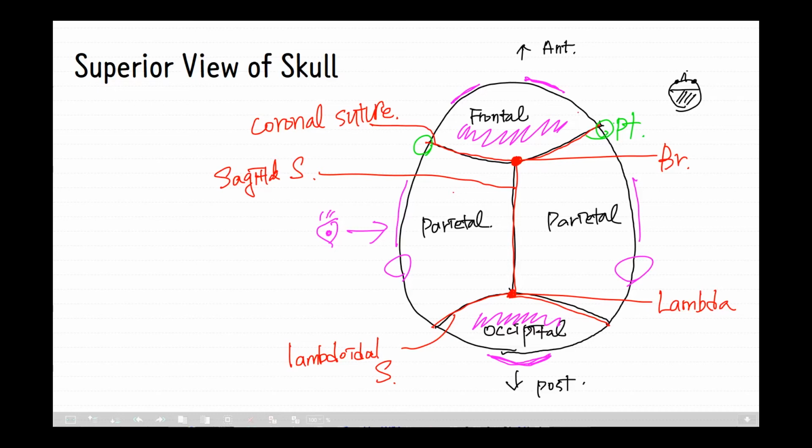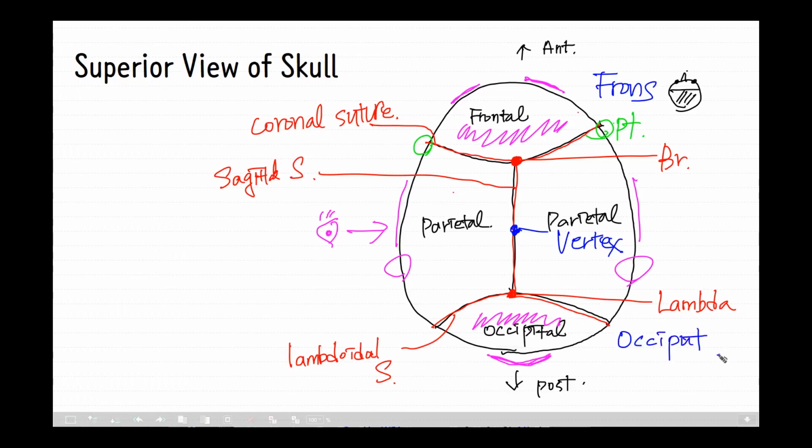And the vertex is the midline bony landmark at the most superior part of the calvaria in the standard anatomical position, near the midpoint of the sagittal suture, probably between the bregma and lambda. Vertex. The anterior portion of the vertex is called the frons, and the posterior portion to the vertex is called the occiput.